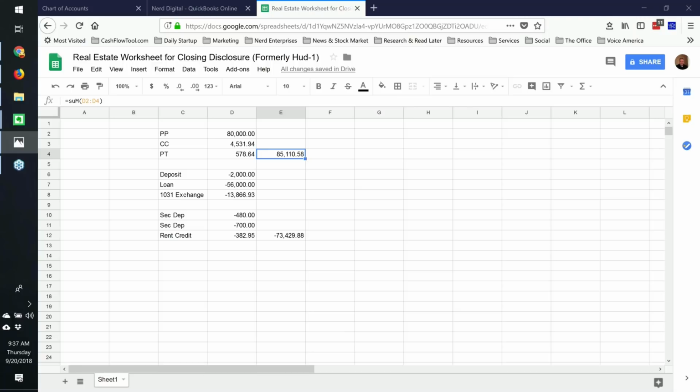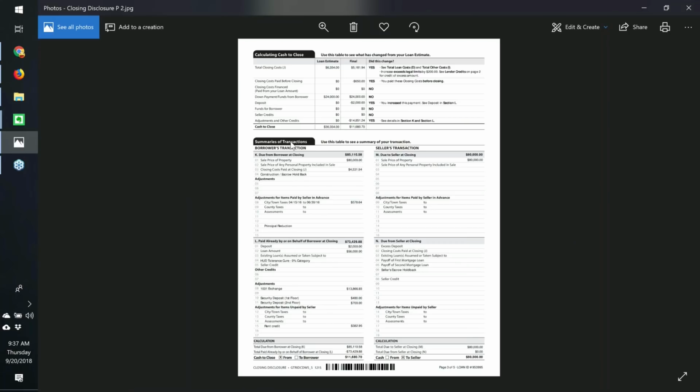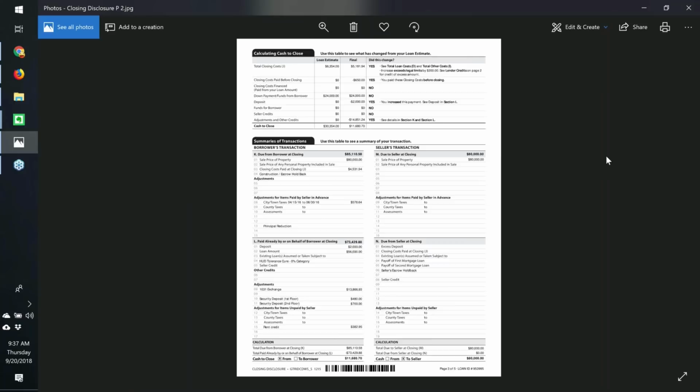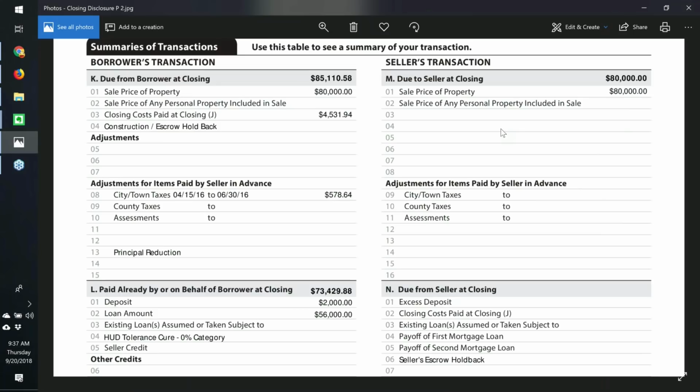73,429.88, 85,110.58. Let me bring the closing disclosure statement back up on screen so you can kind of see this, because I know I'm very visual. I need to see this stuff, right? So this is what we just laid out on the spreadsheet just to confirm I can get to their numbers.